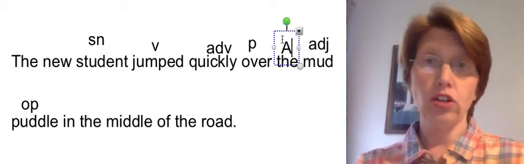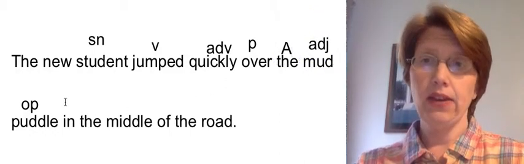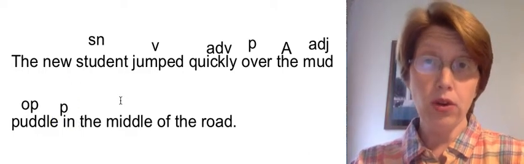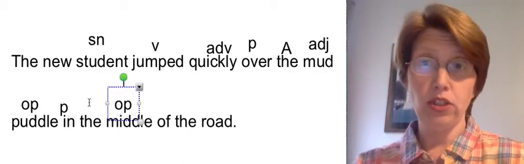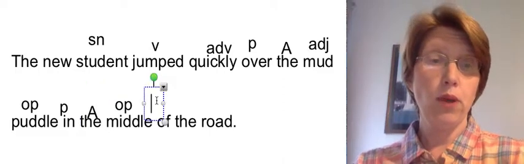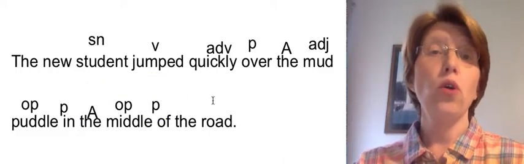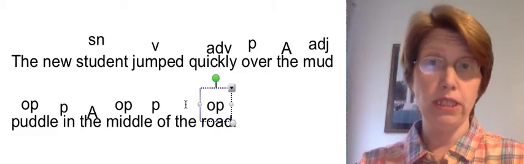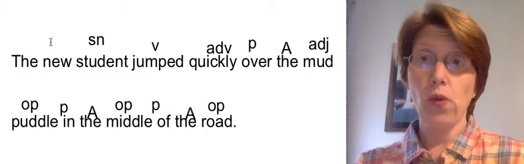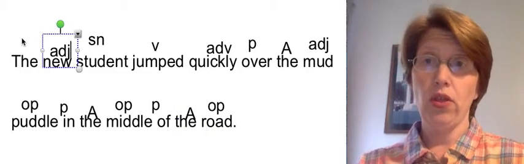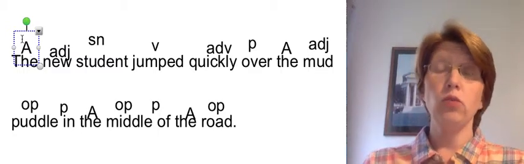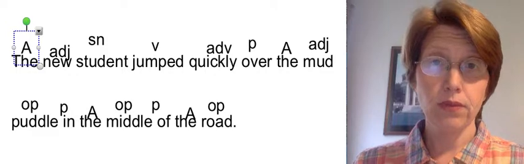The, article adjective. In, preposition. In what? Middle, object of the preposition. The, article adjective. Of, preposition. Of what? Road, object of the preposition. The, article adjective. What kind of student? New, adjective. The, article adjective. Subject, noun, verb, pattern 1. Check.